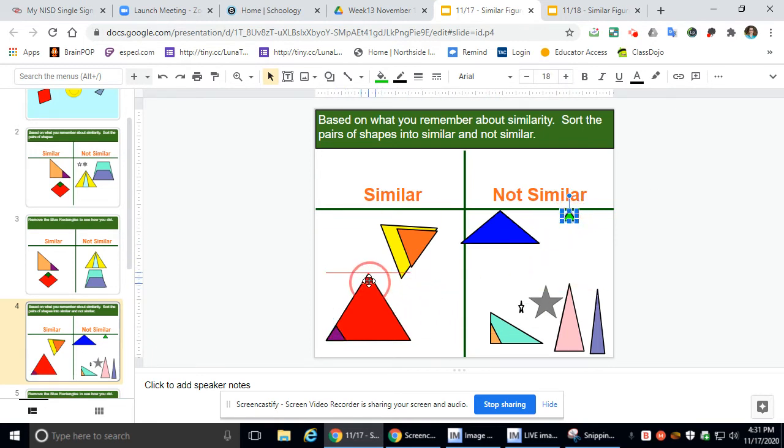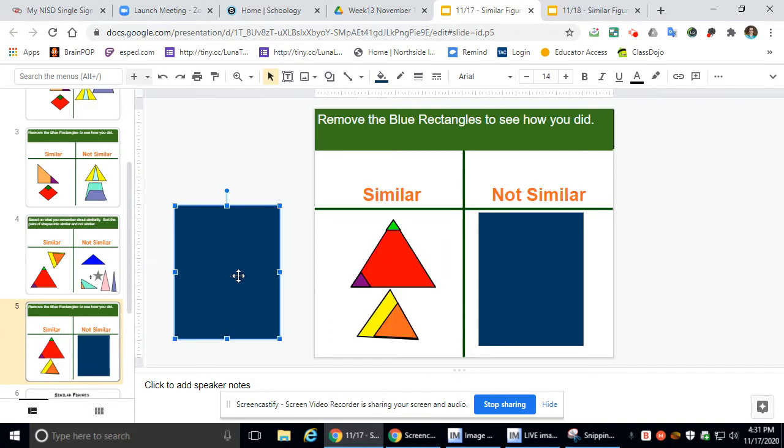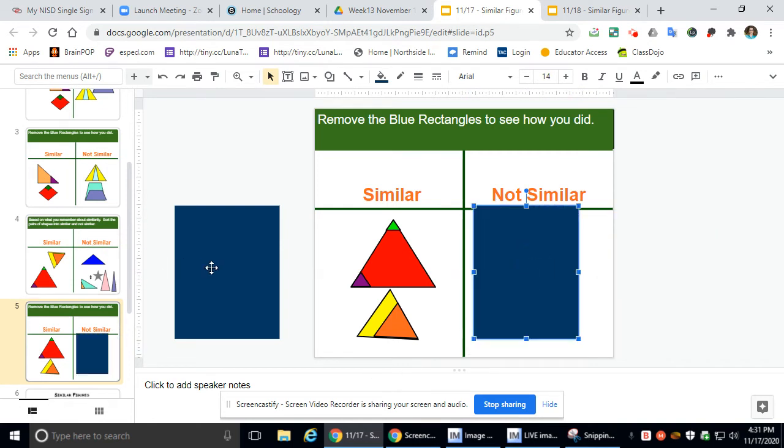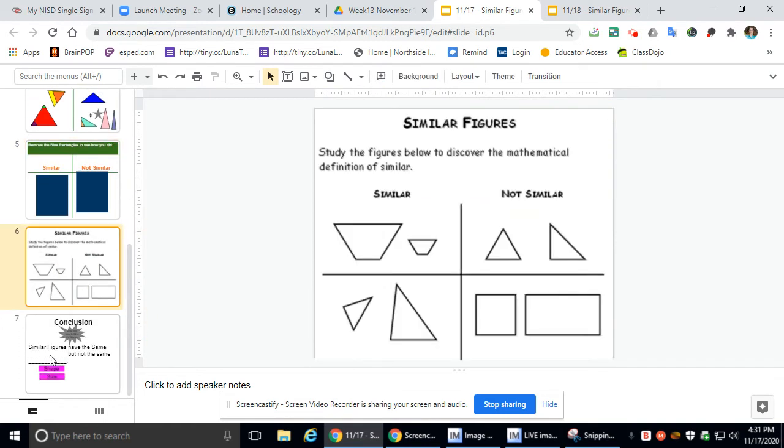I'm going to say the other ones probably aren't. So let's check our work. Let's see how we did. All right, let's see how we did. Woohoo! Look at that. We did it correctly. All right. So guys, let's go ahead and move on from here to the next slide.